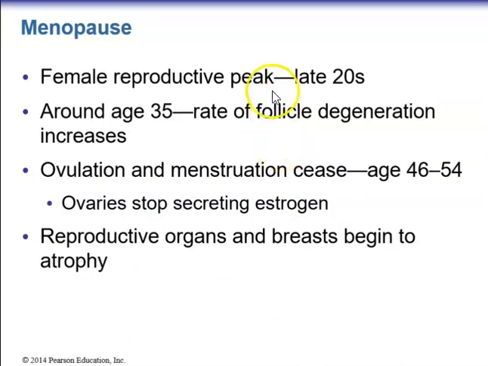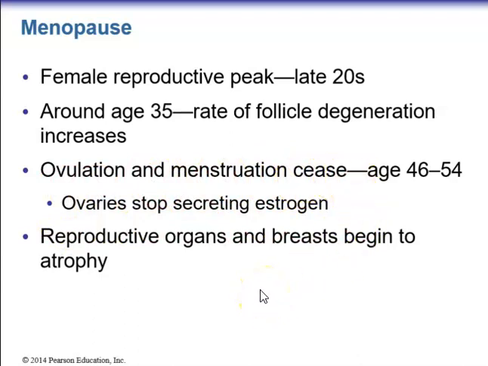Now, the female reproductive peak usually occurs in the late 20s. Around age 35, the rate of follicle degeneration increases, and then ovulation and menstruation will stop between the ages of 46 and 54. So the ovaries will stop secreting estrogen, and this is when we have menopause. At birth, females only have a certain number of eggs, so they only have a certain time period that they can have babies. And once the ovaries stop secreting estrogen and ovulation ceases, this is when menopause occurs.